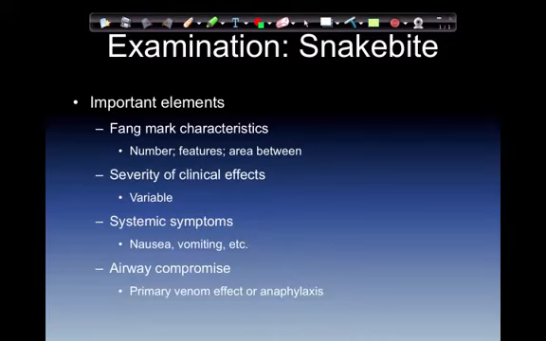Severity and clinical effects are variable, and this would be based on the patient's age, if there's any comorbid factors, the sensitivity of the patient to the venom, the amount of venom effects, and the time since envenomation. Systemic symptoms, nausea, vomiting, numbness, tingling, diarrhea, and a metallic taste in their mouth. Airway compromise is uncommon, but may occur as a result of the primary venom effect on the immune system or have an anaphylactic response.